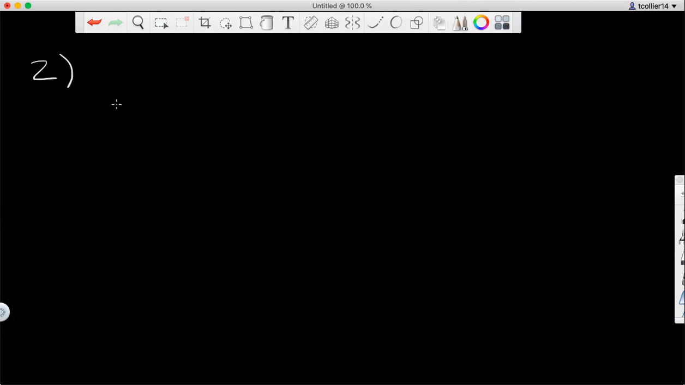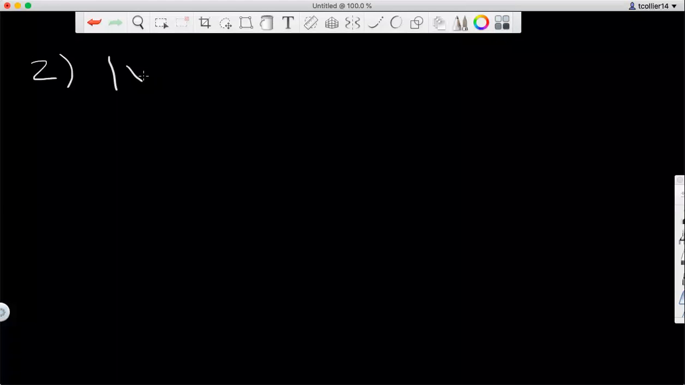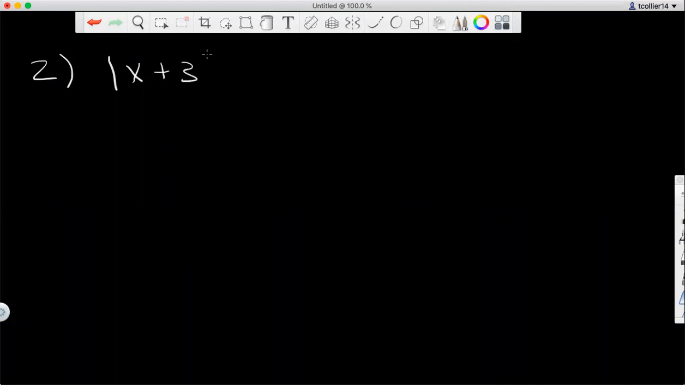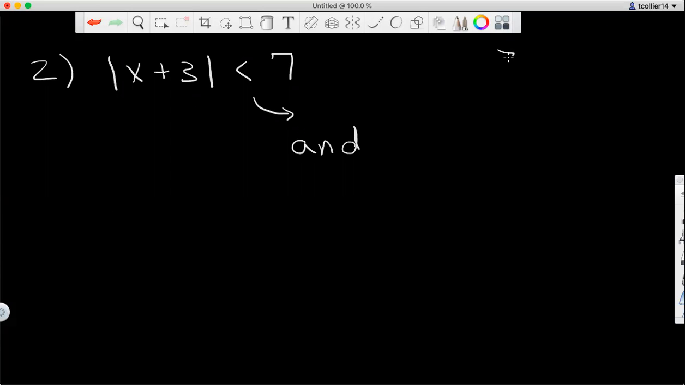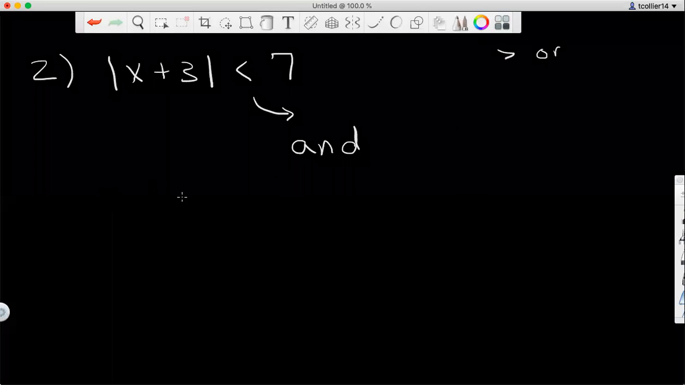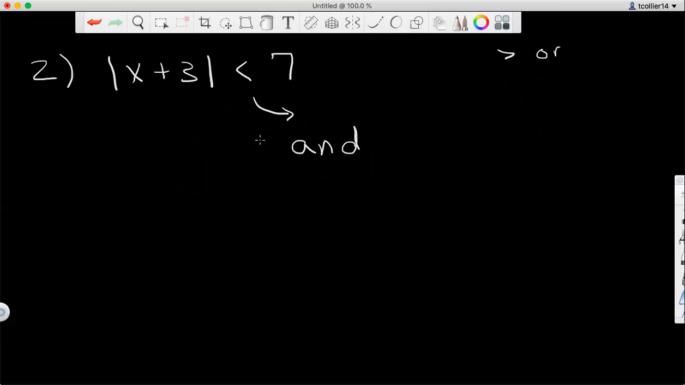Okay, so number 2 says the absolute value of x plus 3 is less than 7. Okay, so this is an absolute value inequality, obviously. I've got the less than symbol. So I'm going to have 2 answers, and they're going to be separated by the word and. So I'm using the word and because I have a less than symbol. If I had a greater than symbol, I would use the word or. But since this is less than, I got to use the word and.